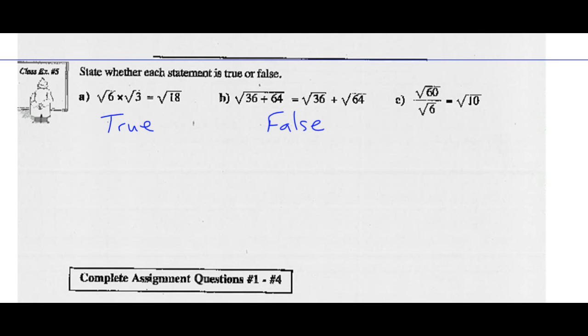But the division of two radicals is the same as dividing them first. So we could say that's the same as the square root of 60 over 6, which is where radical 10 comes from. So this is true. All right. So I'd like you guys to try questions 1 through 4. Every one of them. Away you go.